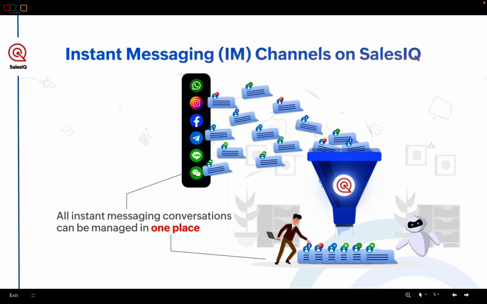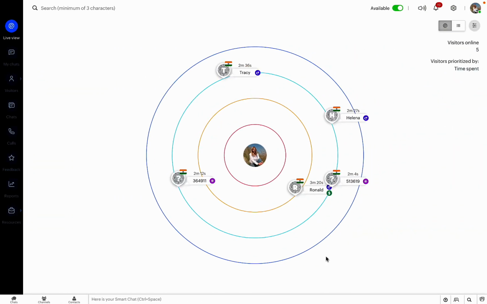Alright, now let's take a look at an incoming chat within SalesIQ from one of the IM platforms, right? Alright, so let me take you inside the SalesIQ dashboard. This is what we call the live rings view within SalesIQ. On these rings, you will be able to see all of the website visitors who are currently on your site. All of these people are currently browsing through your pages on your website. So those visitors will be shown in here.